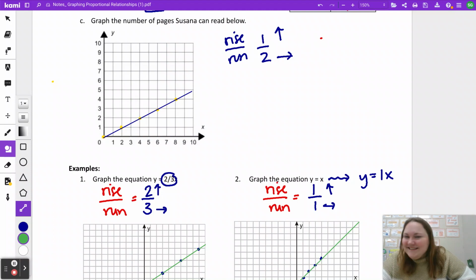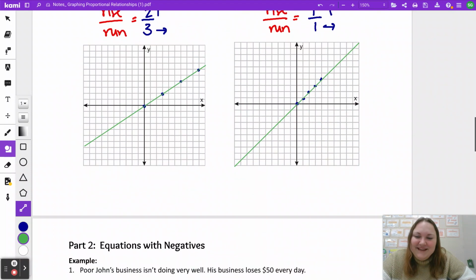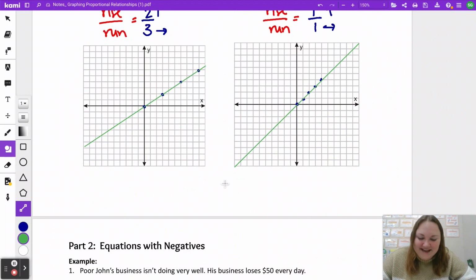We have not seen any equations where slope is negative, and so that will be the second part of this lesson. So make sure you watch that video as well to see how our graphs change when slope is negative.